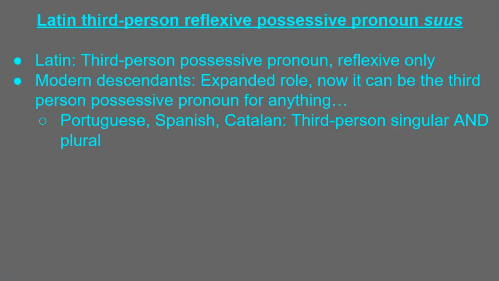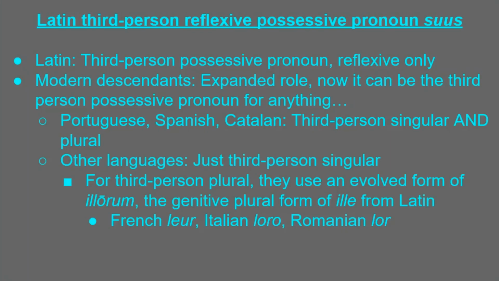This includes the third person plural in Portuguese, Spanish, and Catalan, while in the non-Iberian Peninsula Romance languages I've studied, it's just singular, and the plural possessive pronoun is an evolved form of illorum.